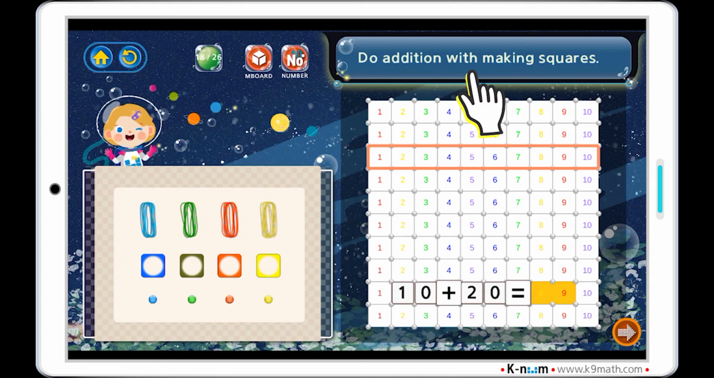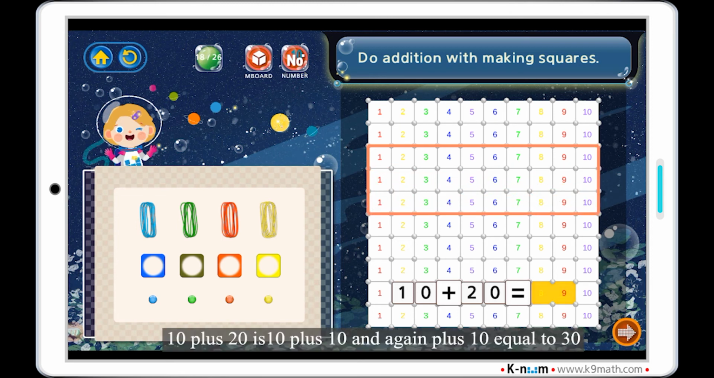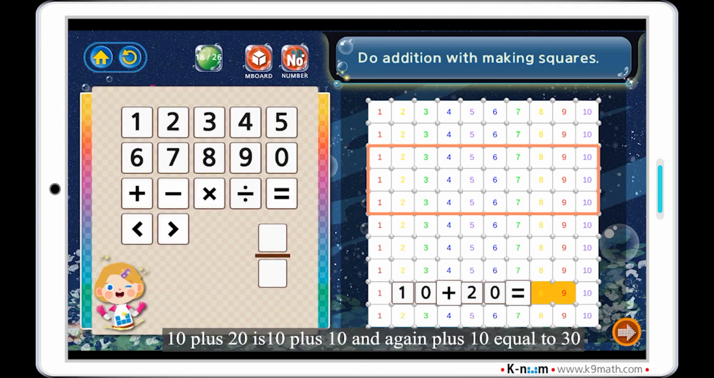Do the addition with making squares. 10 plus 20 is 10 plus 10 and again plus 10, equal to 30.